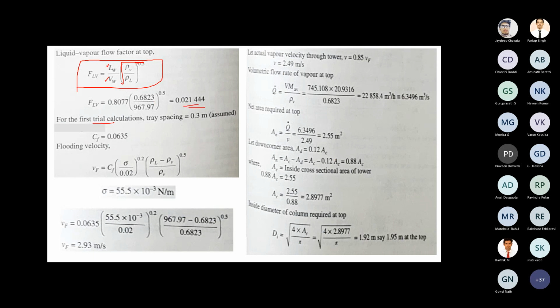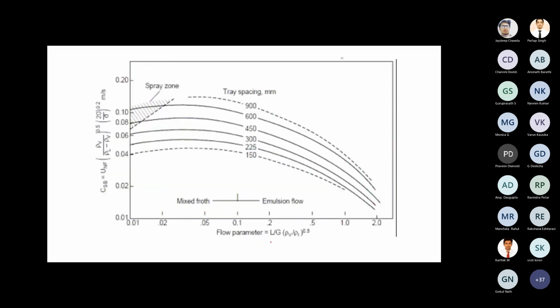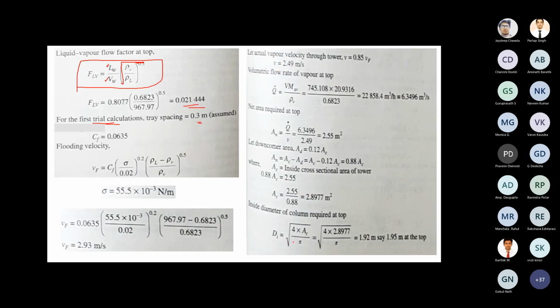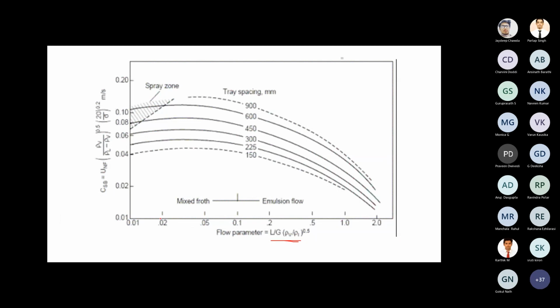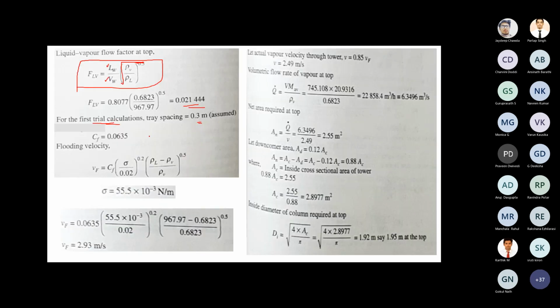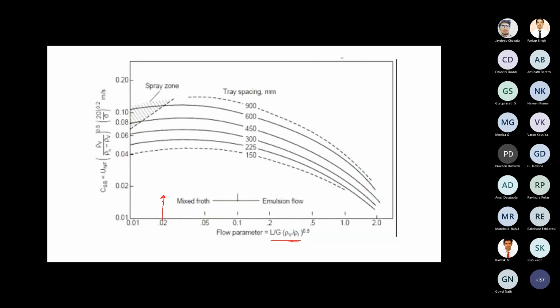Now for the first trial calculation, we have to select the tray spacing, 0.3 meters, which is the assumed value. Now you use the Souders-Brown equation. The flow parameter is known, that is 0.02. Then you have the tray spacing of 0.3 meters. Here you can hit it.